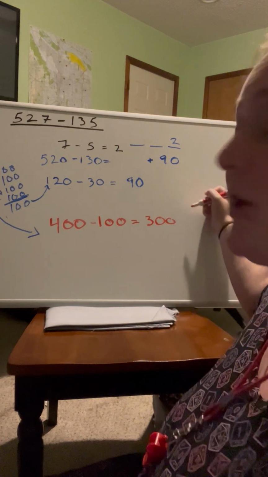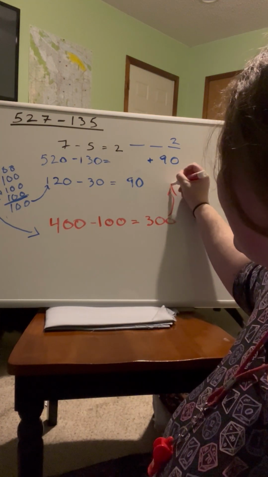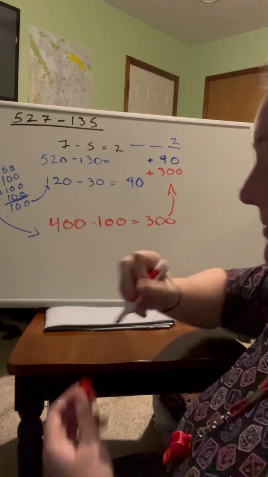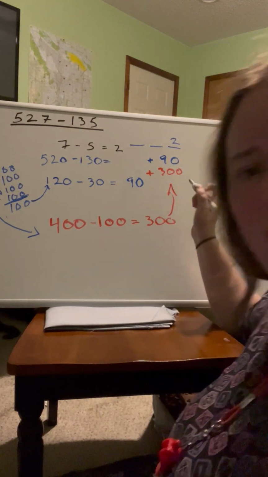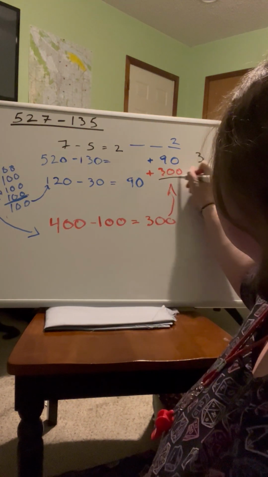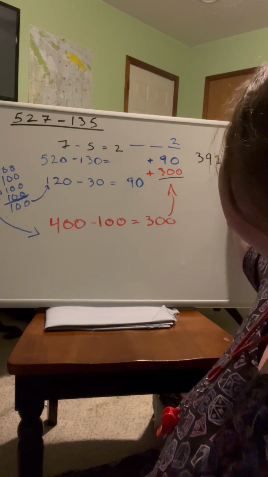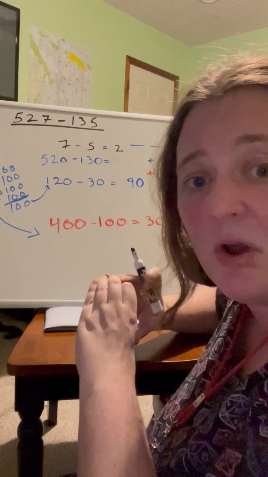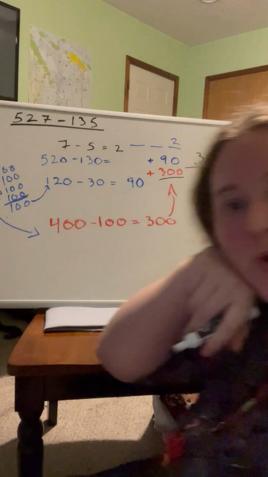Now, over here, we can bring this right up here and say plus 300. And if we do this math over here, this is just addition. This is easy. We've got 300, we've got a 90, and we've got a 2. And because our zeros all cancel out, don't have anything in a 0, we don't have to worry about it. 392 becomes our answer.